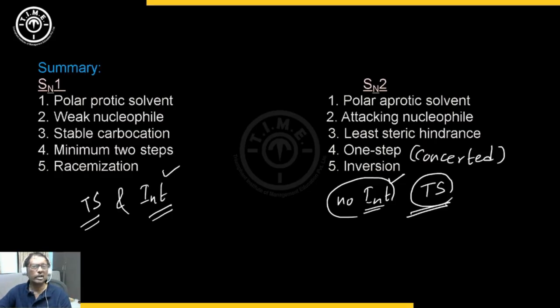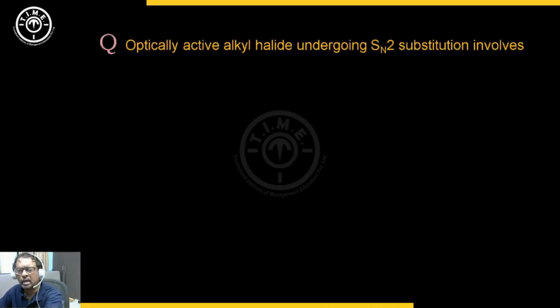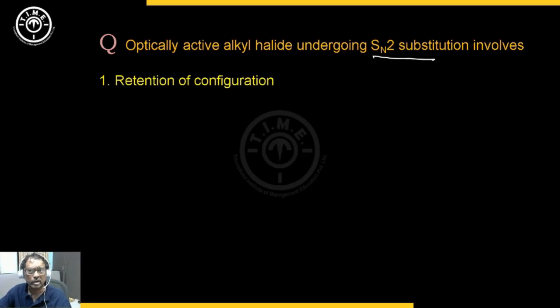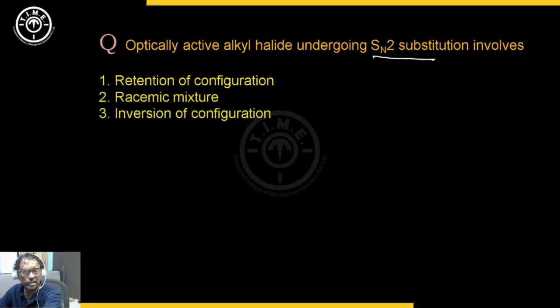We have sufficiently done SN1 and SN2 reactions to enable us to check some questions which have come in the previous years, CUET as well as JEE Main. The first question is, an optically active halide undergoing SN2 substitution involves what? Retention of configuration, racemic mixture, inversion of configuration, or formation of a carbocation.